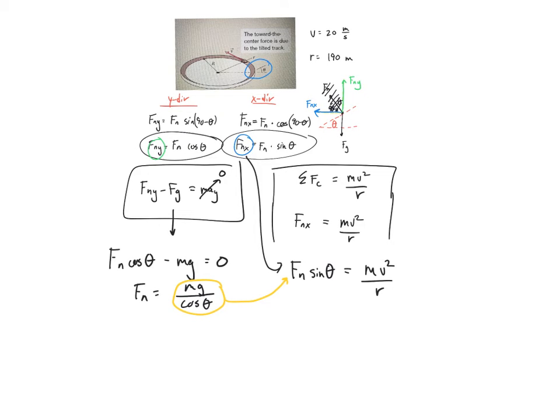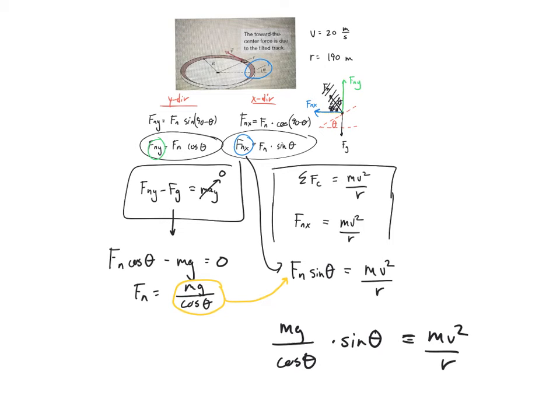Pick up on that by now? You guys noticed that with your lab, right? It was the tangent of theta that mattered there. So in this case, we're going to see the same thing happen. This becomes mg over cosine theta times sine theta equals mv squared over r.